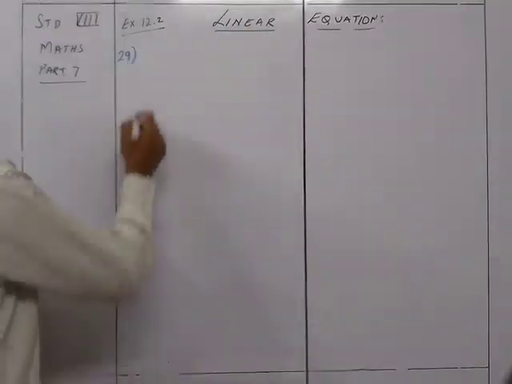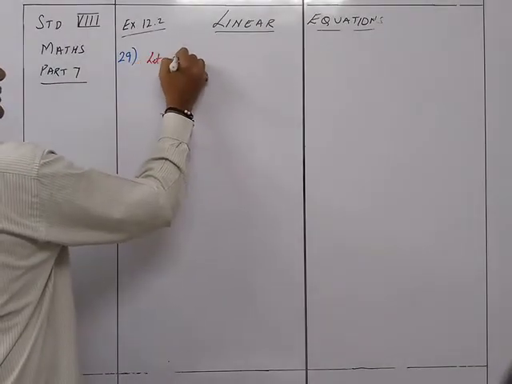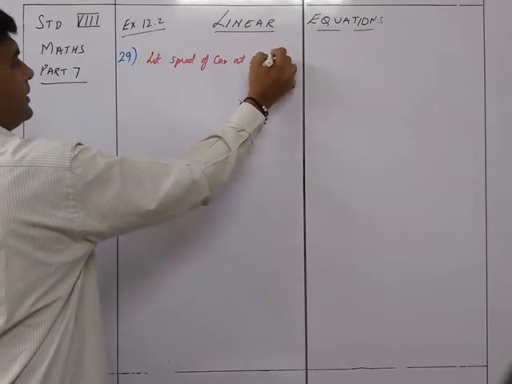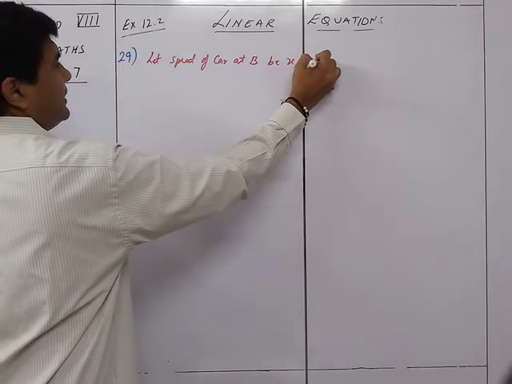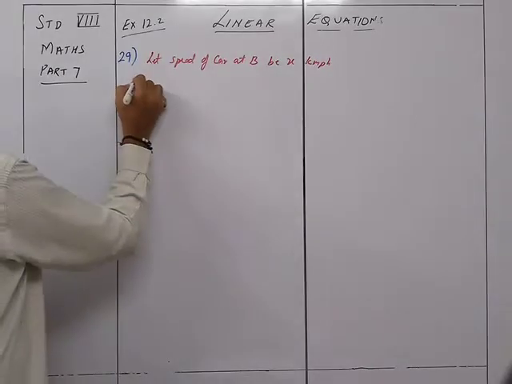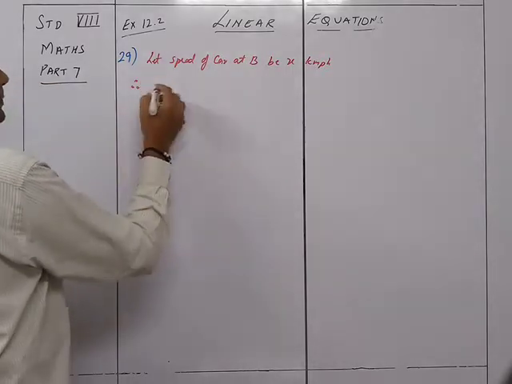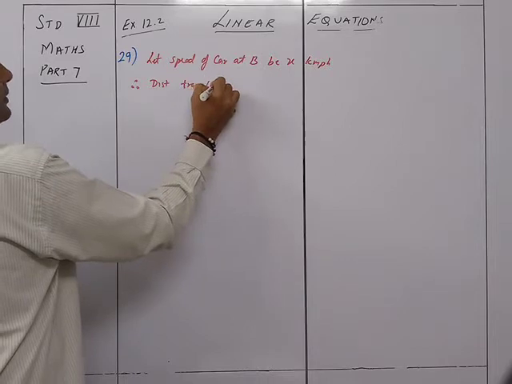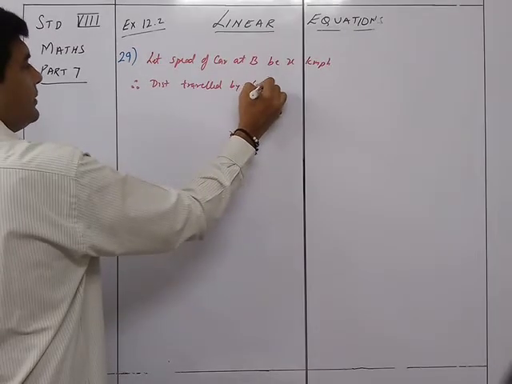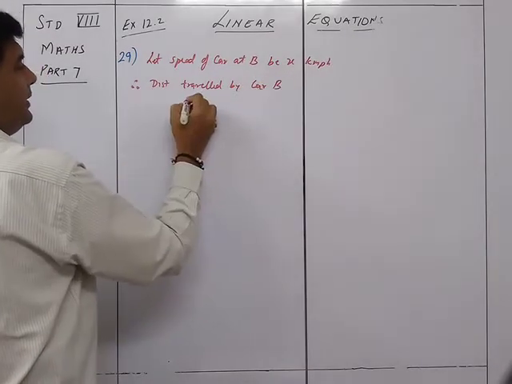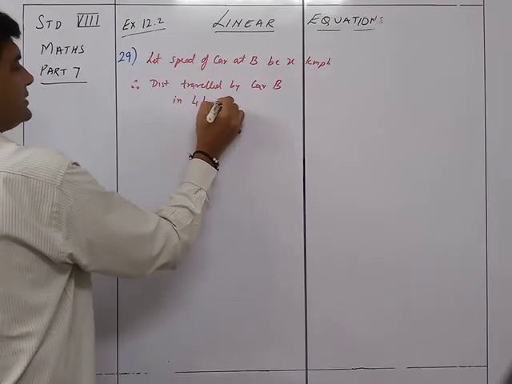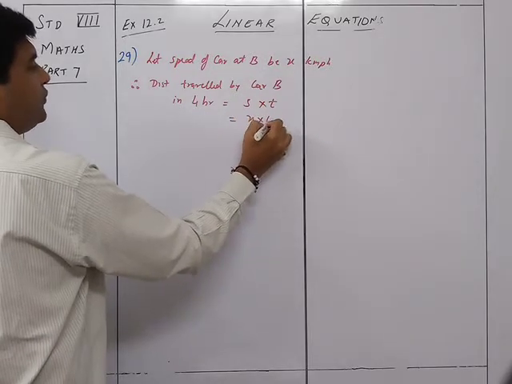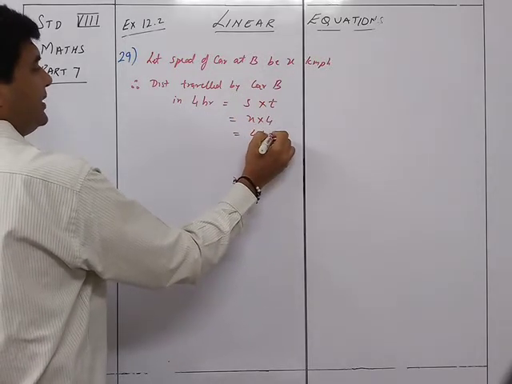So we'll say let speed of car at B be x kilometers per hour. Therefore, distance traveled by car B in 4 hours is equal to speed into time, is equal to x into 4, is equal to 4x kilometers.